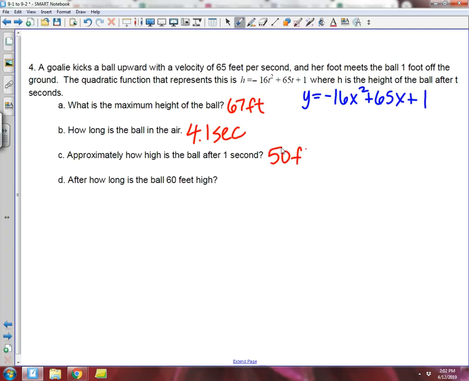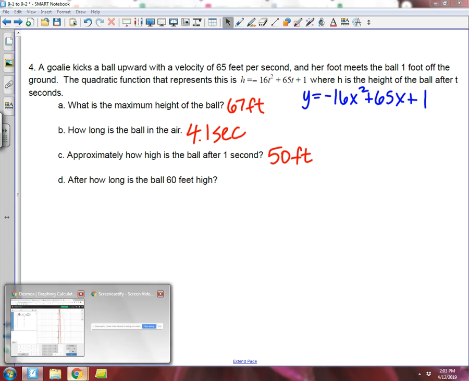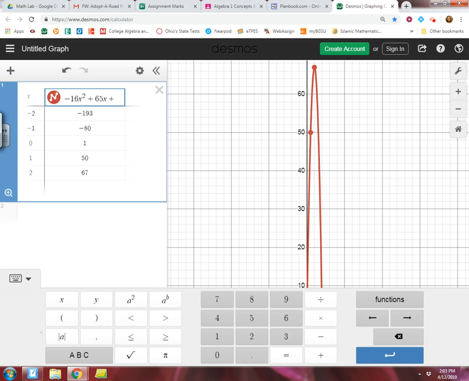It is, because it's a y, remember, a height. Now, this one's a little bit different than what we've done before. After how long is the ball 60 feet high? Folks, is 60 feet high an x or a y? It's a y, because height is where the y is. So if I'm looking here, I want to find where the y is 60.